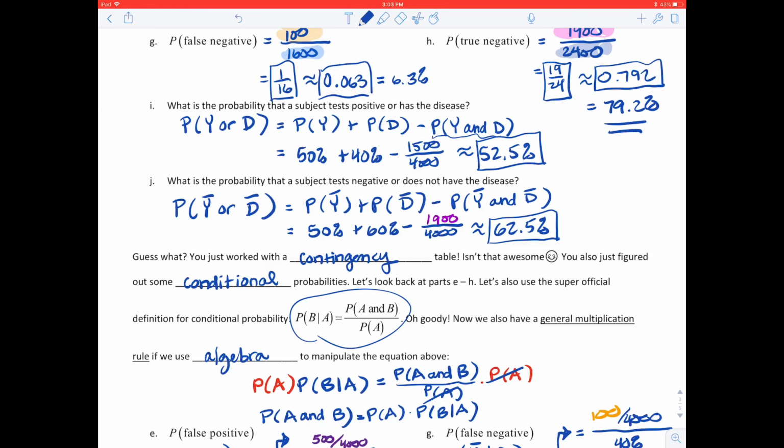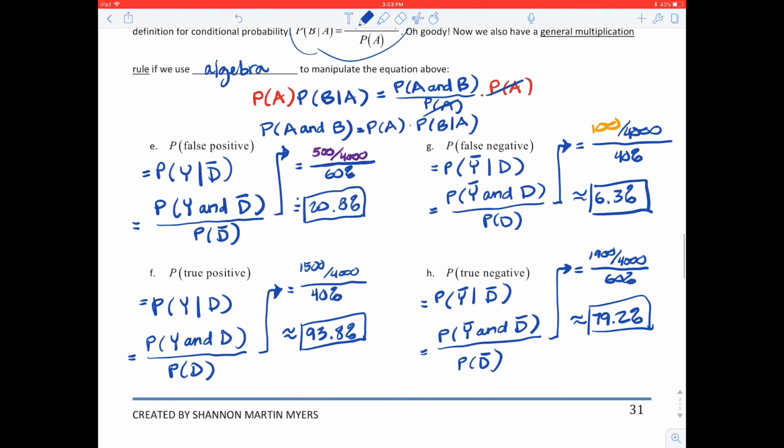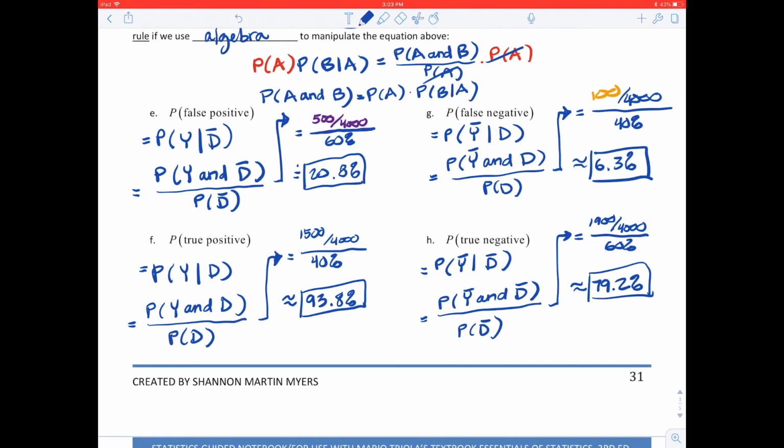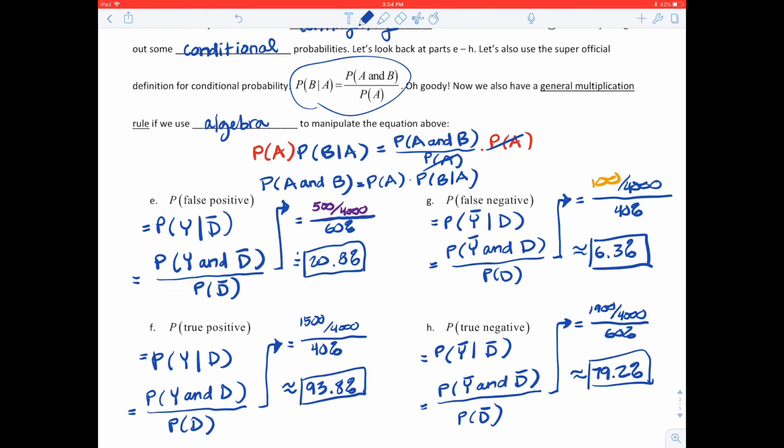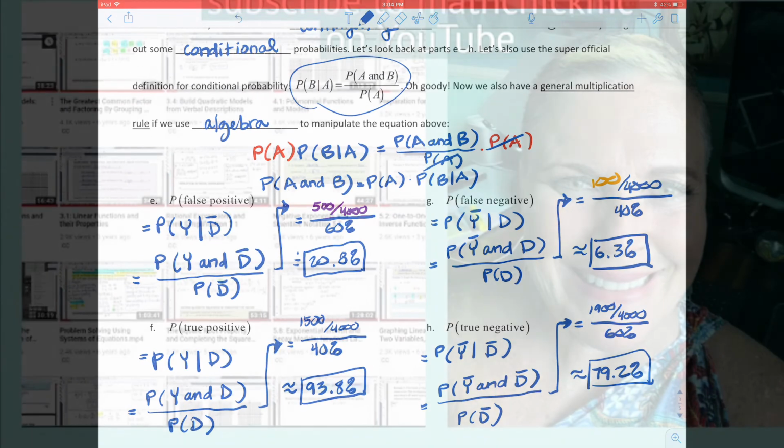Cool? All right, so that is how one can use a contingency table. We've shown you how to use the table to find these conditional probabilities as well as regular probabilities, and we've also shown you how to use the theoretical way, which is using the formula. All right, very good.